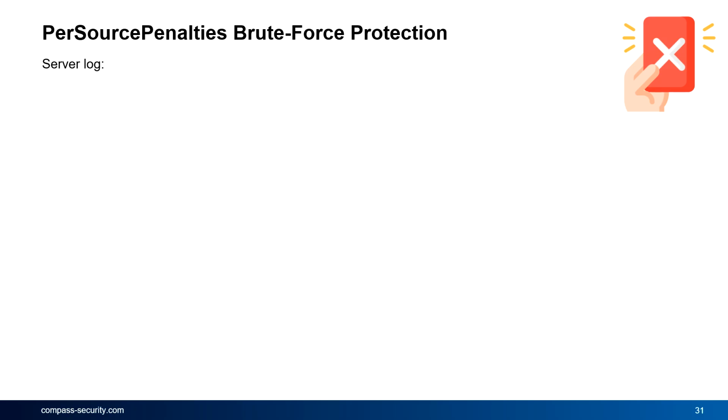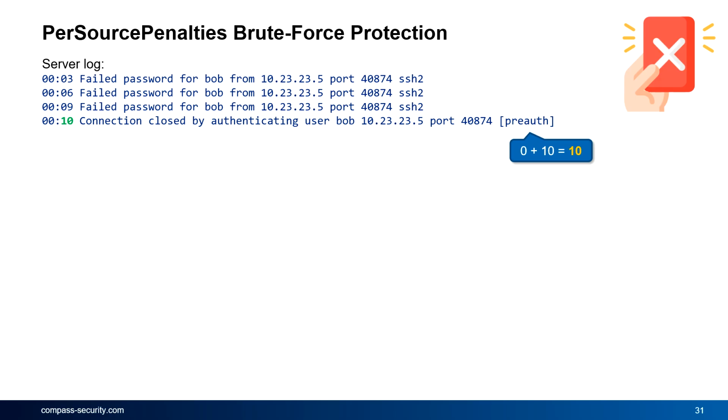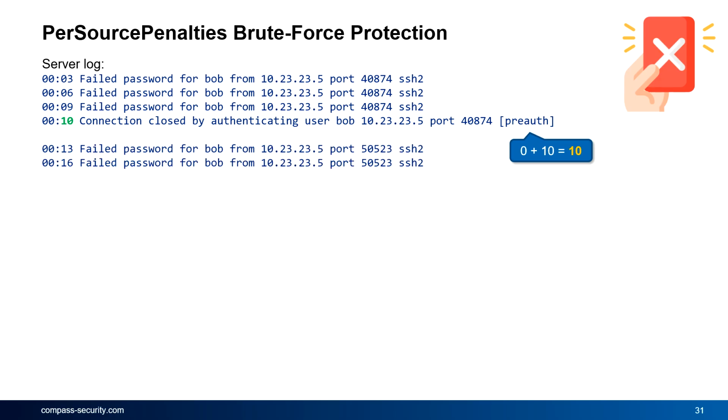Here you can see how it looks on the server. So a client connects to the SSH server, and then after 3 seconds, a failed login for the user Bob was performed. 3 seconds later again, and then again. So after 9 seconds, there were 3 failed login attempts, and then after 10 seconds, the client disconnected from the server. This will now add 10 penalty seconds.